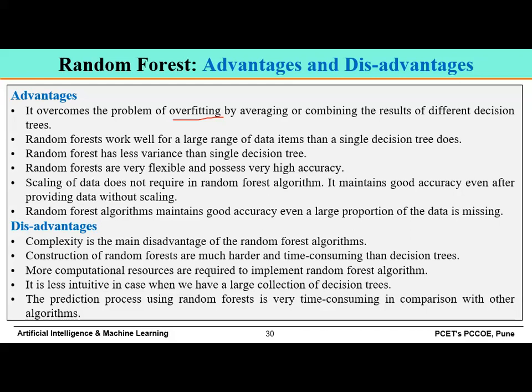Prediction process using random forest is very time consuming in comparison with other algorithms. Okay, so this statement is related to comparing the decision tree with, let's say, support vector machine or naive Bayes method. So when we compare different algorithms, this particular statement is true. For example, model 1 is developed using decision tree, model 2 is developed using naive Bayes. When you compare these two models, comparatively naive Bayes is simple as compared to decision tree. This is the meaning of this particular statement.